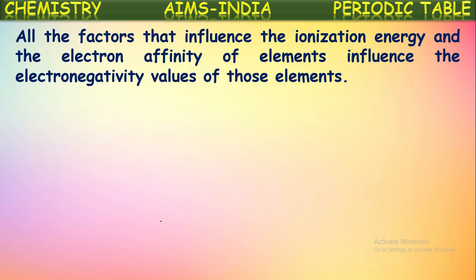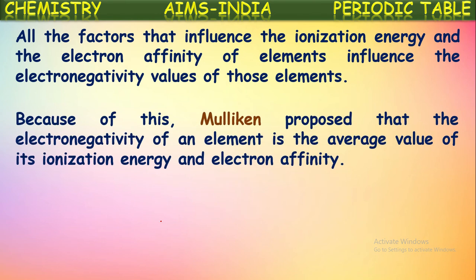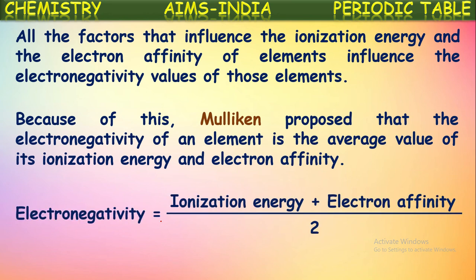All the factors that influence the ionization energy and electron affinity of elements influence the electronegativity values also for those elements. Because of this, Mulliken proposed that the electronegativity of an element is the average value of ionization energy and electron affinity. So it can be represented mathematically like this: electronegativity is equal to the average of ionization energy and electron affinity. If the electron affinity and ionization energy are known, then electronegativity can be calculated by using this formula.